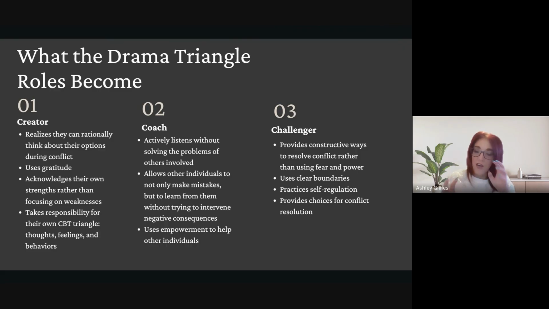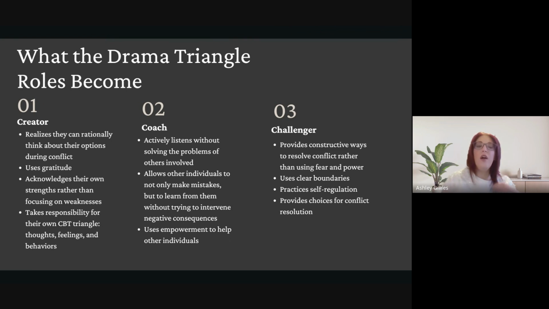So in the packet, if you want the packet, I'm totally free to email it to you. Just email me and I'll give it to you. The packet that I use actually takes the triangle with all three roles and it flips it upside down to show you what it becomes. Okay, so it essentially just becomes three different roles. For example, a victim becomes a creator, a rescuer becomes a coach, and a persecutor becomes a challenger.